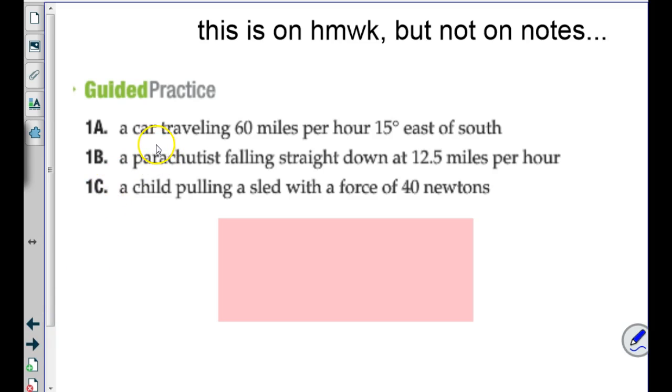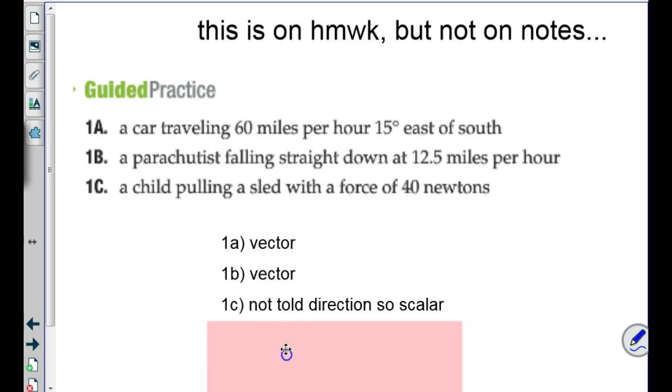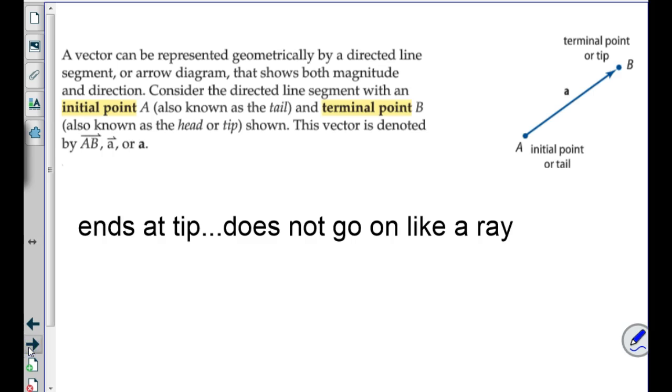Three more real quick. A car traveling 60 miles an hour, 15 degrees east of south. Vector or scalar? Vector, okay. A parachutist falling straight down at 12.5 miles an hour. Why is it a vector? Straight down, okay. A child pulling a sled with a force of 40 newtons. It is a scalar because they don't tell us direction. If they even just said straight forward or something, we'd be good.